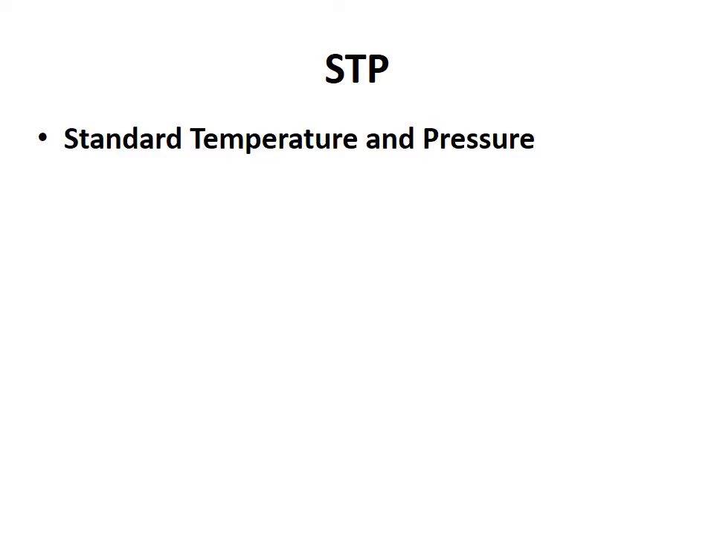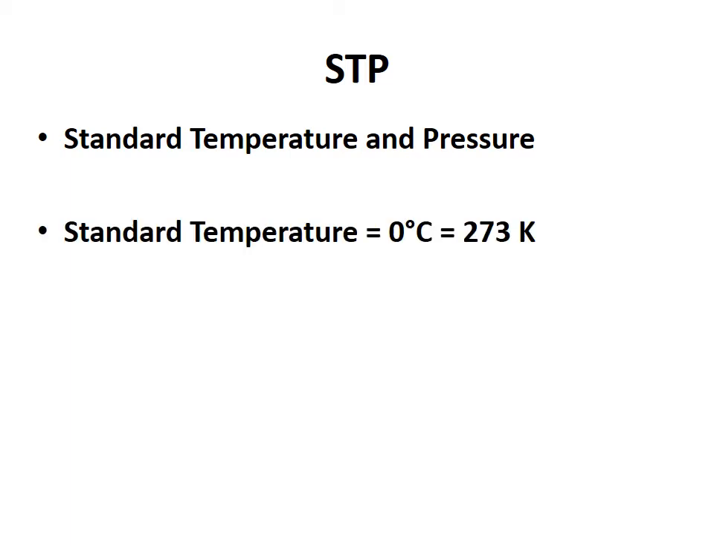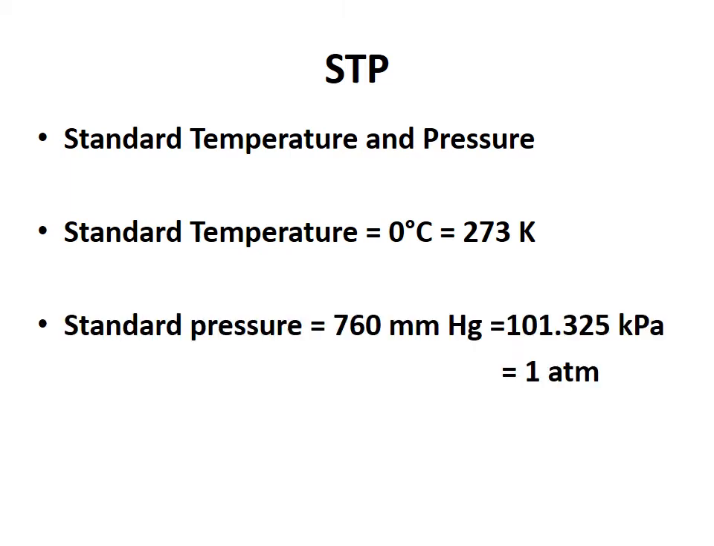So let's talk about STP, which means standard temperature and pressure. And it's very important that we understand what this means. If you're told that a reaction is occurring under standard temperature and pressure, that means it is at 0 degrees Celsius or 273 Kelvin. And also that standard pressure is 760 millimeters of mercury, 101.325 kilopascals, or 1 atmosphere.